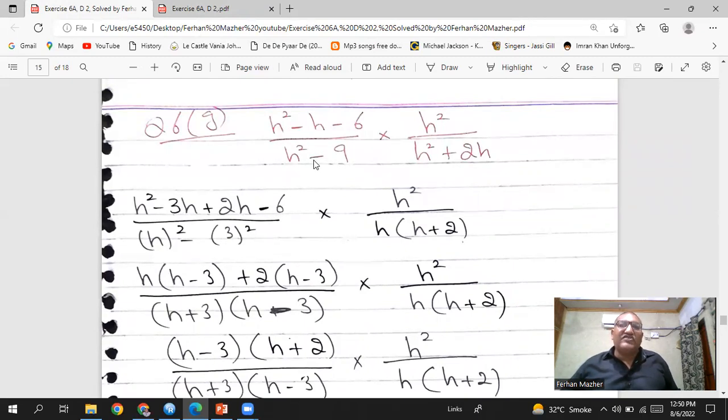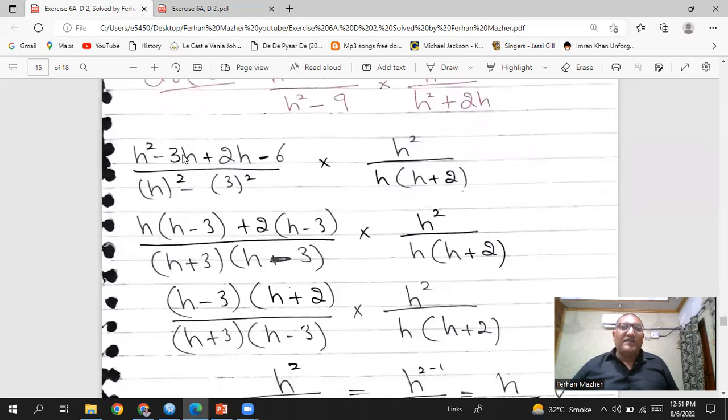And downstairs, this is h squared minus 9. 9 is 3 square. So because these are two perfect squares and a negative between them, we can apply the formula, which is the difference of two perfect squares. That is a square minus b square is equal to a plus b into a minus b. So we can apply that formula. Okay, so multiply h square from this denominator. You can see the h is common, so take it common. Bracket h plus 2 bracket close.